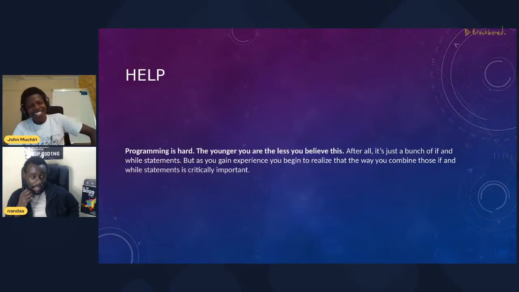And then we talked about how programming is hard. The younger you are, the less you believe this. When I was young, I didn't want any help. I didn't need any help from people. But as you grow older, you know that yes, coding is hard. I need some ideas. Can you give me a fresh or different perspective on all of this?